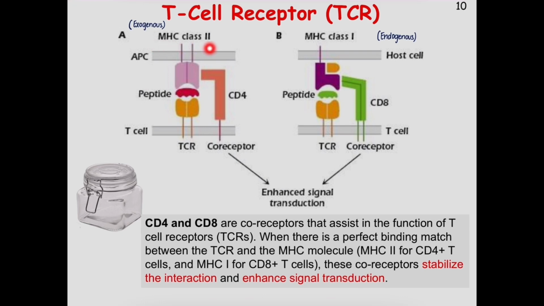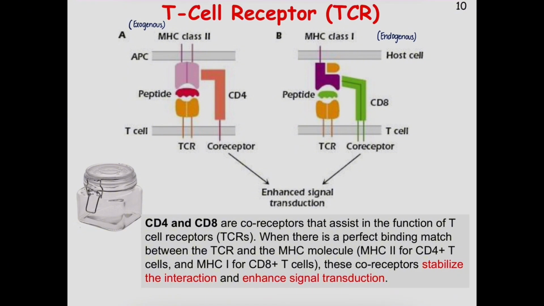We have MHC2 is always going to be related to CD4. So 2 times 4 is 8. And MHC class 1 is going to be related to CD8. And we can also think of it as 1 times 8 is also 8. And earlier we mentioned that CD28 also plays a role in the activation of the T cells.